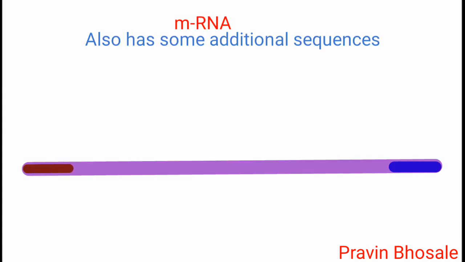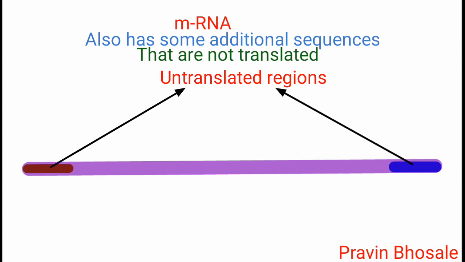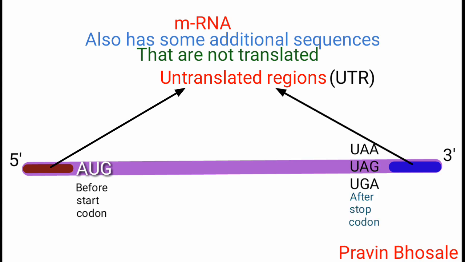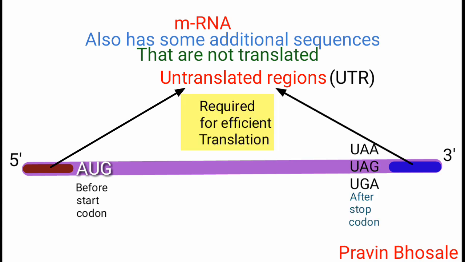mRNA also has some additional sequences that are not translated and are referred to as untranslated regions, UTRs. The UTRs are present at both the 5' end before the start codon and the 3' end after the stop codon. They are required for an efficient translation process.